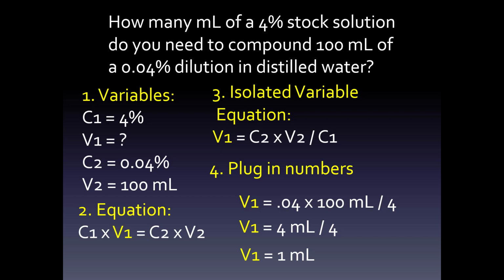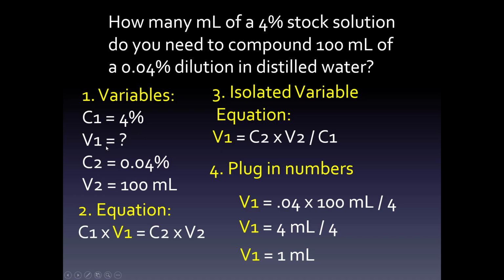So the first thing I like to do, before I even mess with any equations, is just write down the variables in a way that's clear. The first concentration is 4%. The first volume, well, it's how many mL, so we don't even know. The second concentration is 0.04%, and the second volume is 100 mLs.